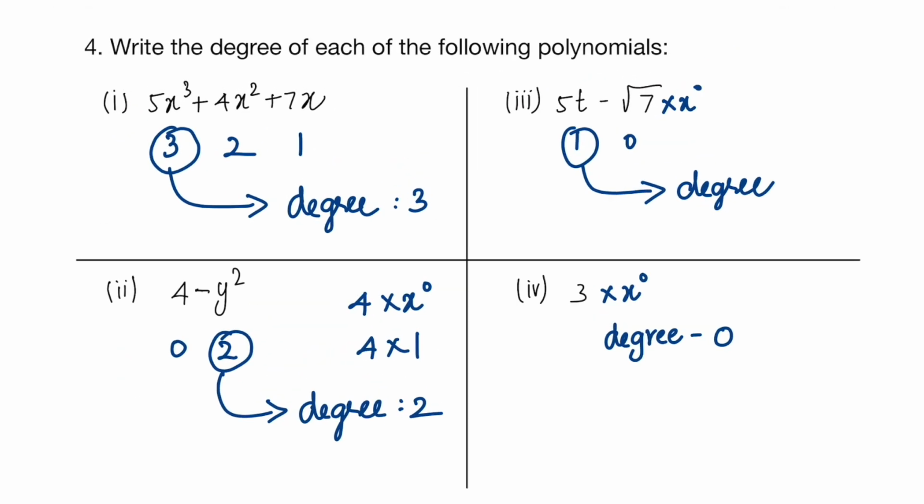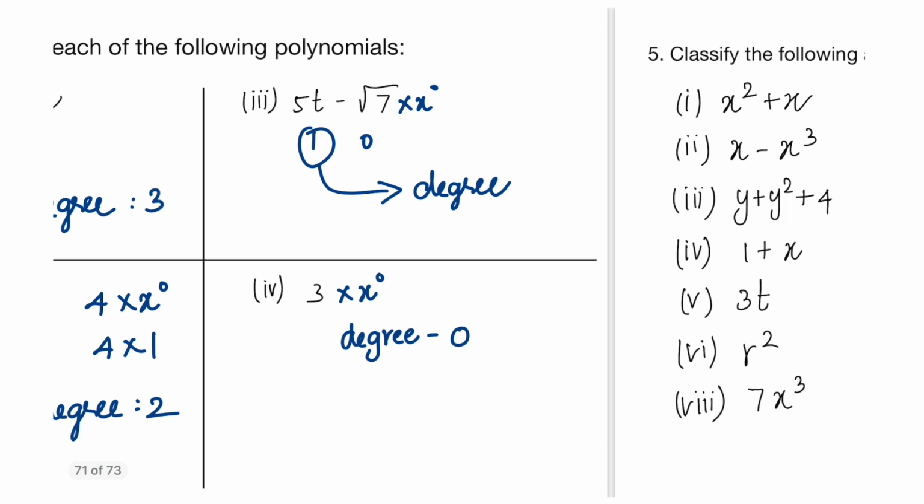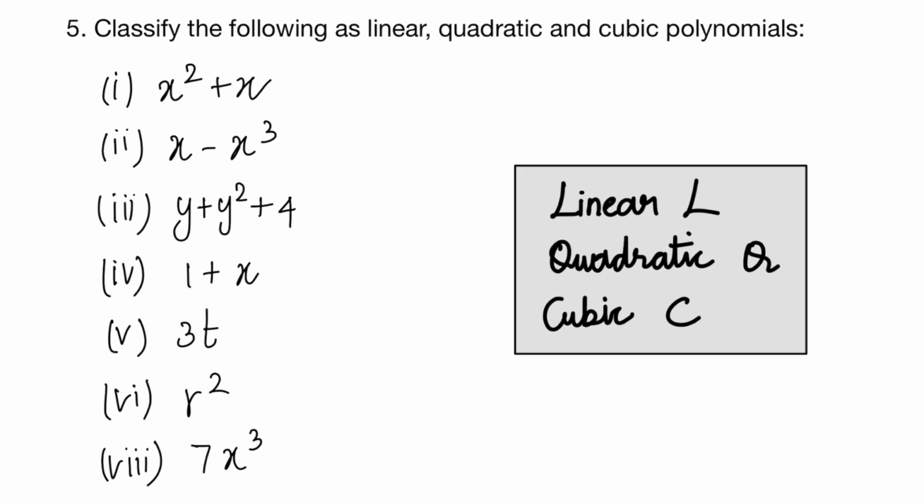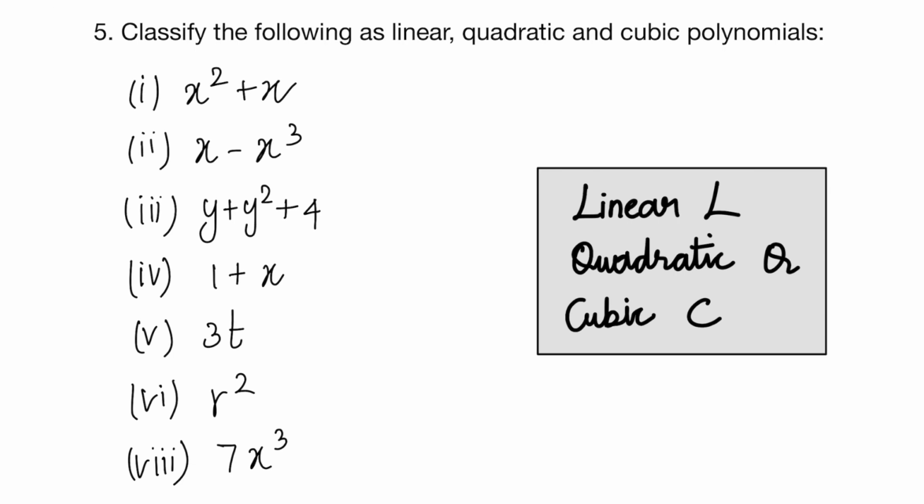You just have to know what degrees are. I think we are clear with that by now. So this is very simple as well. Moving on to the last question of this exercise. With this we are coming to an end of this exercise and also this video. So let us just go through this question very quickly. Classify the following as linear, quadratic and cubic polynomials. Okay, so we are going to classify them as linear, quadratic or cubic.